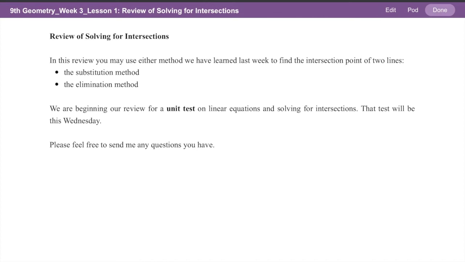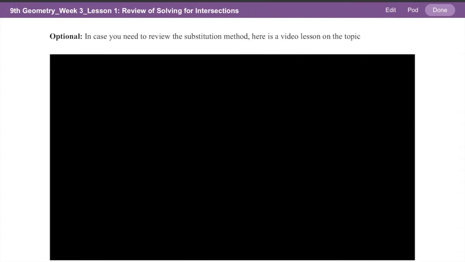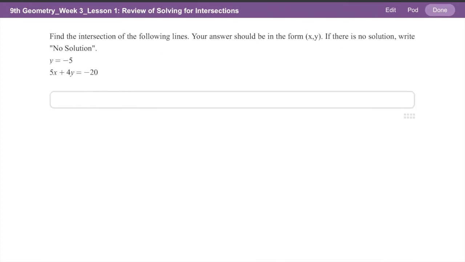All right, hello everyone. I thought I would just do a quick review of these problems that might come up on your test this Wednesday. So this is the first lesson of review for solving for intersections. Let's just work through each of these examples bit by bit. I'm just skipping the videos here.